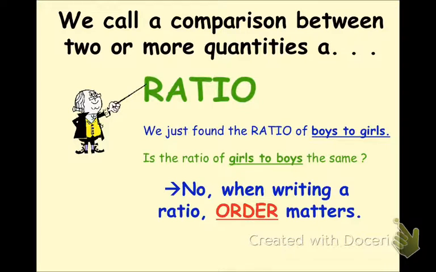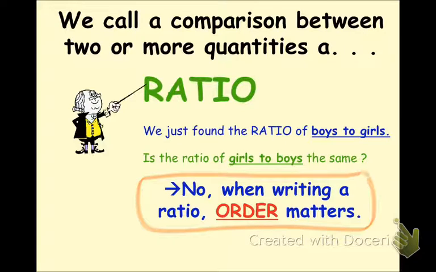So make sure you write this out. No. When writing a ratio, order matters. If I say boys to girls, the order of the numbers that we write out matters. Make sure you are writing this down on your paper. All right, once you've written it down, let's go ahead and move on.